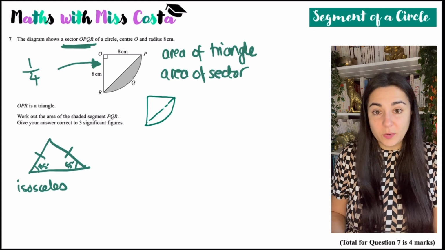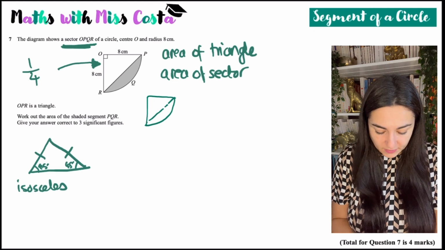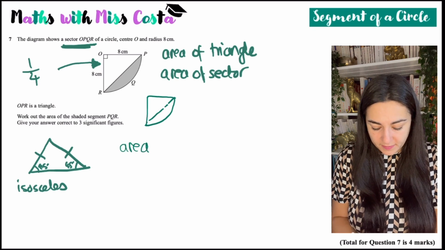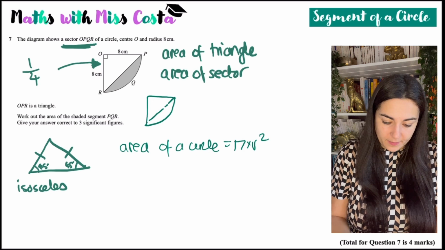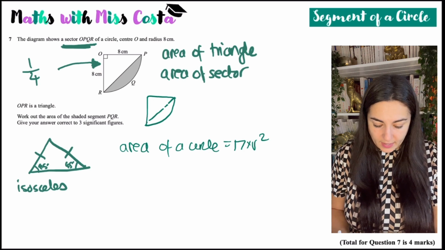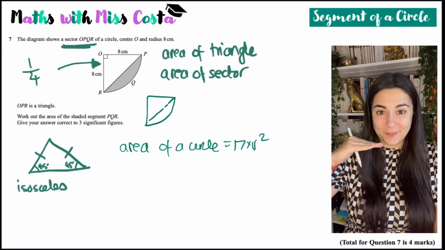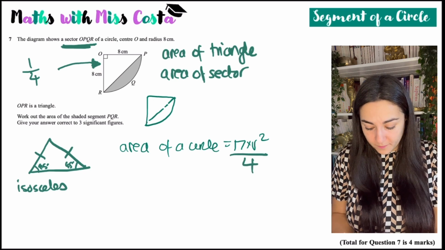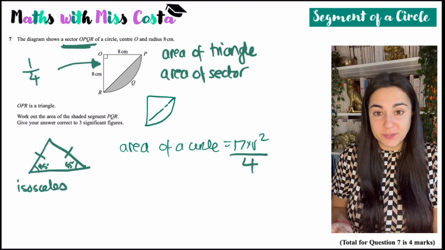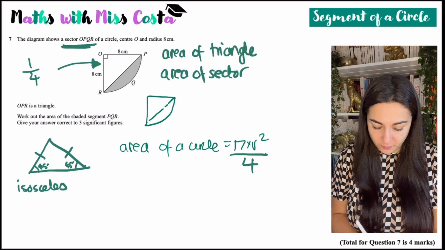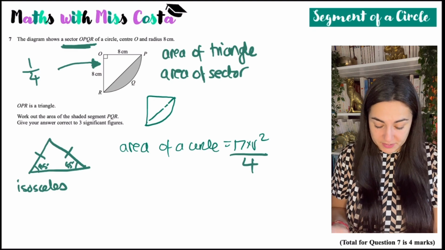Now, it's a quarter of a circle, so what's the formula for the area of a circle? It's pi times radius squared. And it's a quarter of a circle, so I'm going to have to divide that by 4, because it's 1 quarter of it. I could also multiply it by a quarter, or I could divide by 4. If it was half a circle, I'd divide by 2.